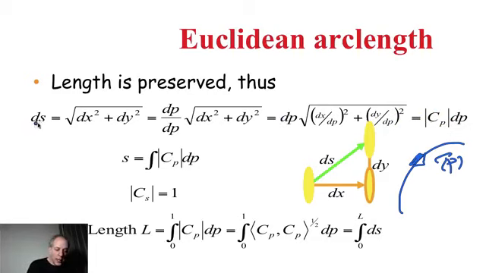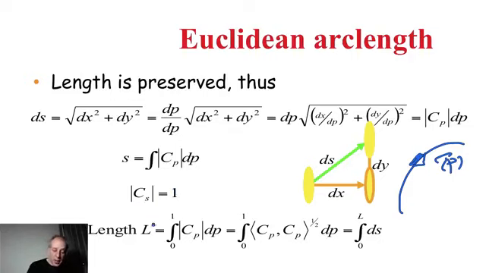So we got that ds is Cp dp. If we want to get the arc length S, it's basically the integral of that. This is the way to go from a generic parametrization P to the particular one S, in such a way that the derivative is now unit length. Always the derivative will be unit length. It will be a unit length vector.